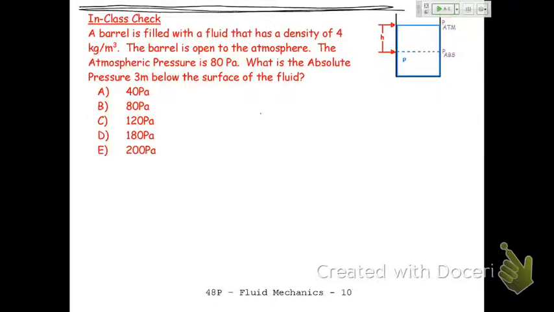So I'm visualizing here, I'm saying, well, the atmosphere is 80 pascals, so let's put that down. That's a bit unrealistic. It's more like 100,000 pascals, but, you know, whatever. And this is 3 meters. And what's the absolute pressure? So P absolute is equal to P atmospheric plus P gauge. And this equals P atmospheric plus rho g h.